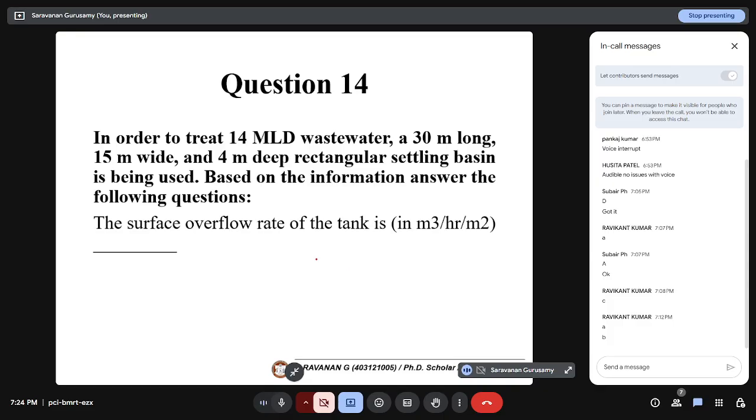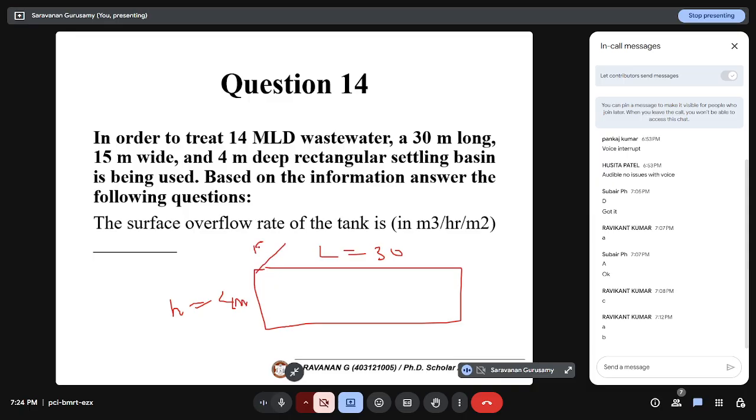14th question is, I hope you got the answer here. And then 14th is, in order to treat 14 MLD of wastewater, a 30-meter long rectangular settling tank, L equal to 30, H deep is 4 meter and then wide is 15 meter wide. Based on the information, answer the following questions.